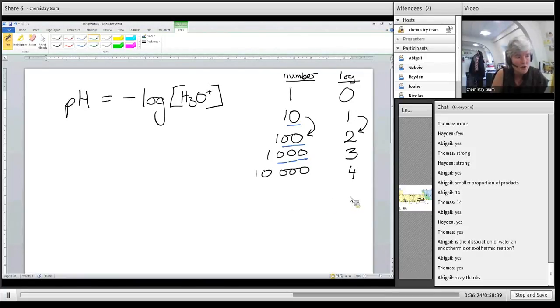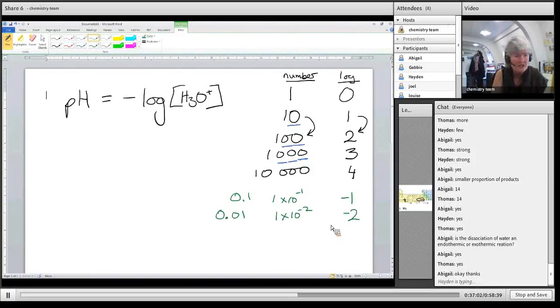If I have -1, then I've got 1 times 10 to the -1. In other words, that is going to be 0.1. And then 0.01 is going to be 1 times 10 to the -2. So this number, can you see, if I take a log, I'm going to get -2.